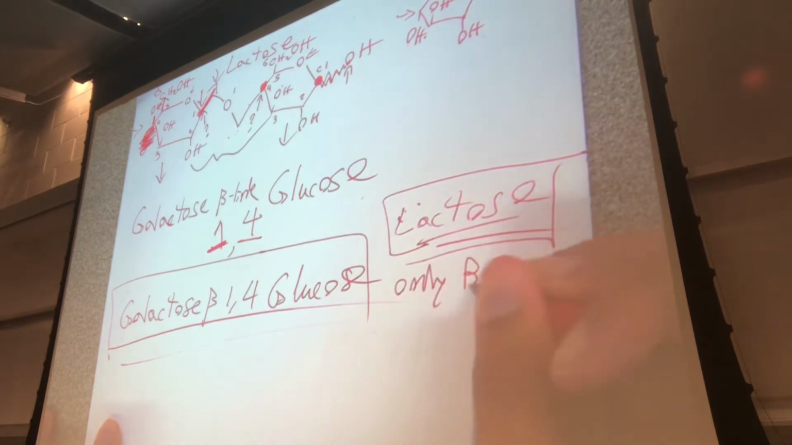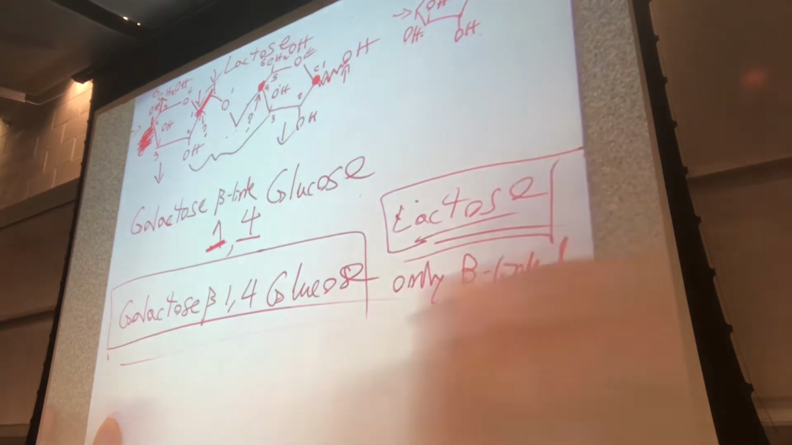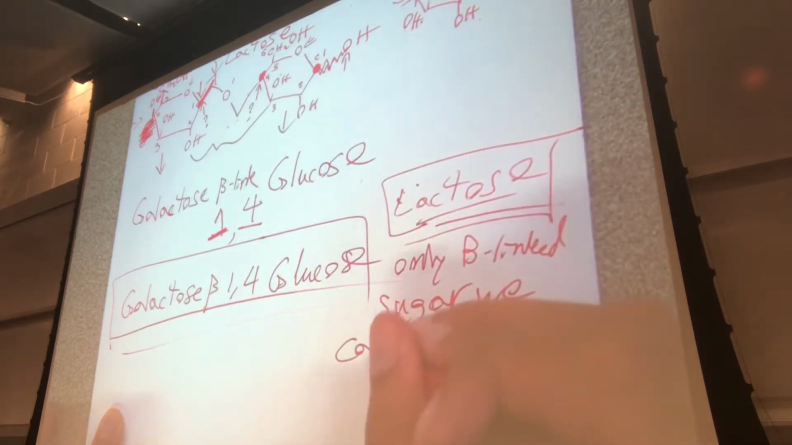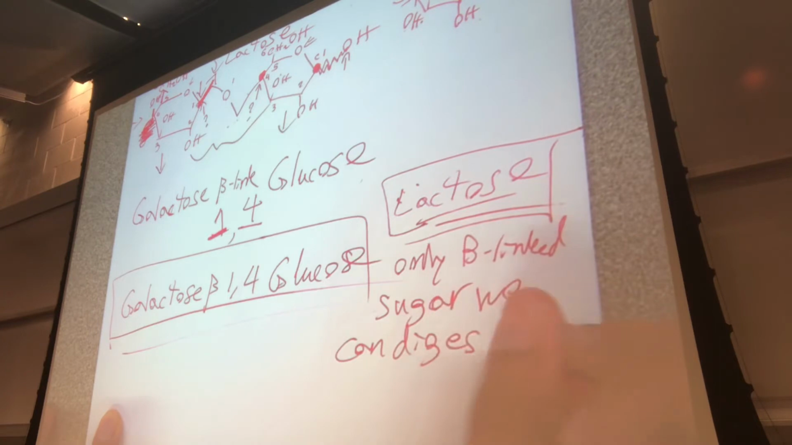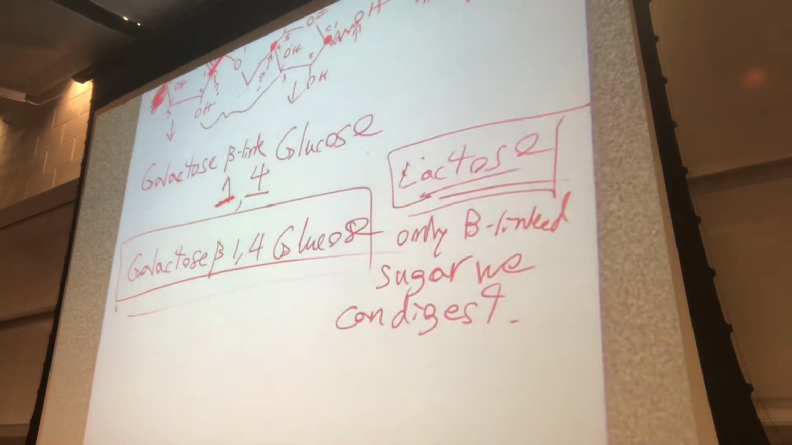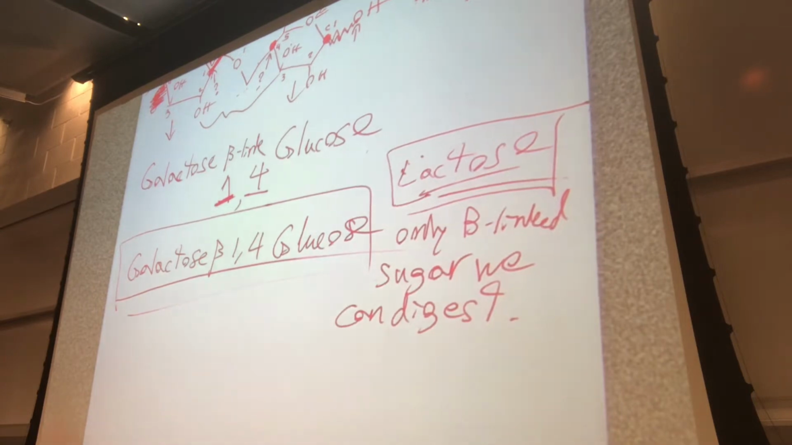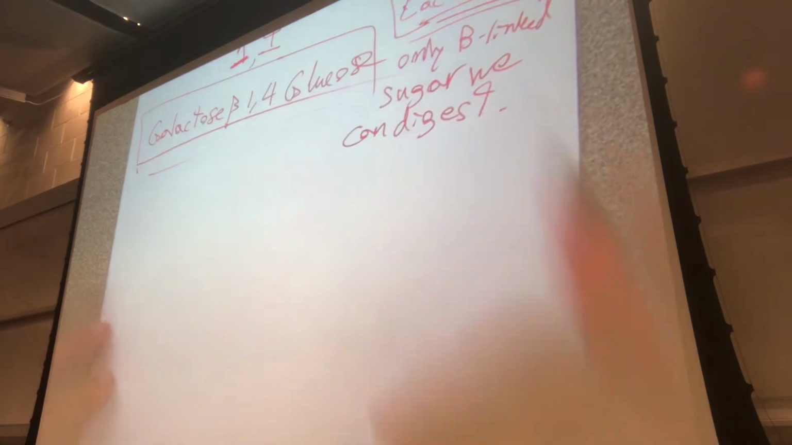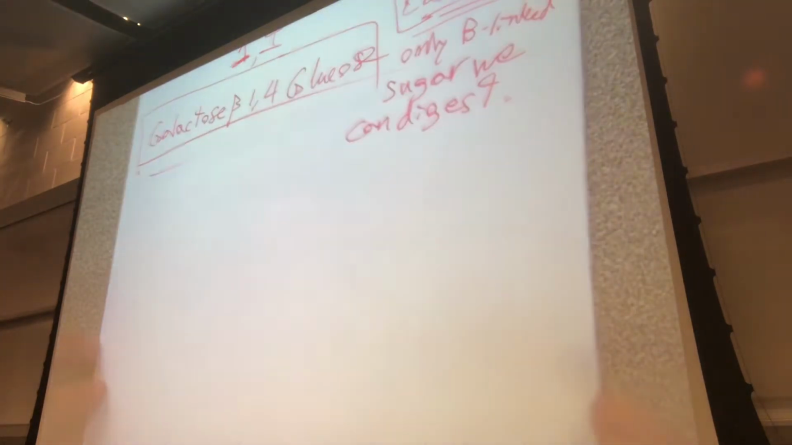Only beta-linked sugar we can digest. And even then, not everyone can. Lactose intolerant people are unable to. All other sugars that we process, all other polysaccharides and disaccharides that we are able to digest will be alpha-linked. If you see any other sugar other than lactose that is beta-linked, any other polysaccharide that is beta-linked, note that we will be unable to digest it. So I'll go over one more disaccharide example.